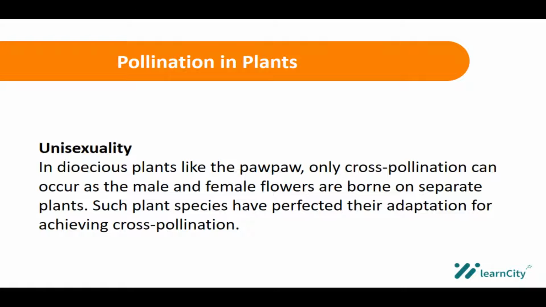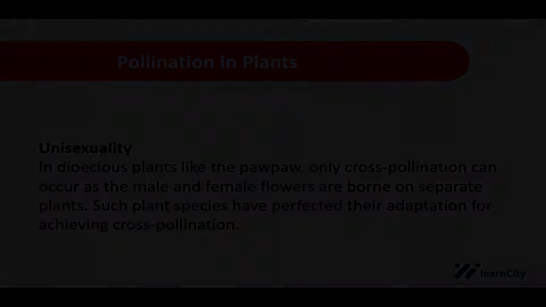Now in dioecious plants like the pawpaw, those are plants that have separate trees for separate flowers. So the male flower is found on a separate tree. The female flower is found on a separate tree. So in dioecious plants, only cross-pollination can occur because the male and the female flower are on separate plants. So we can't have self-pollination. We can only have cross-pollination in dioecious plants.